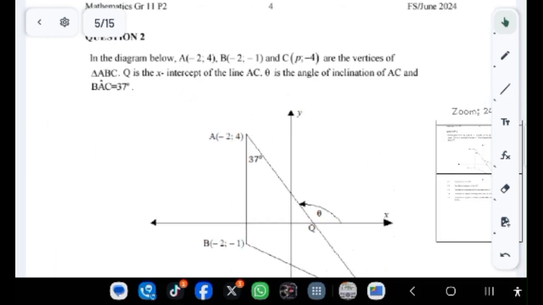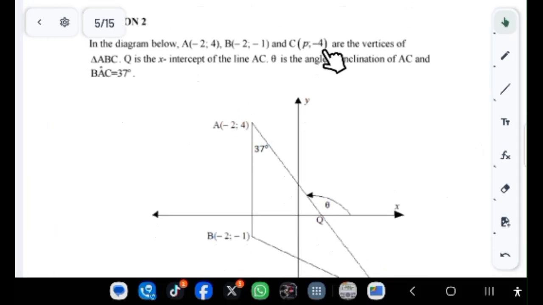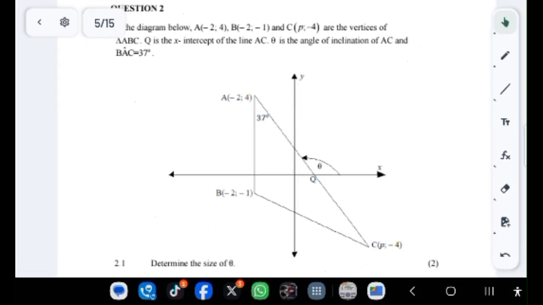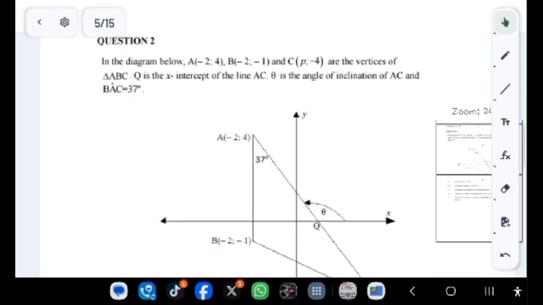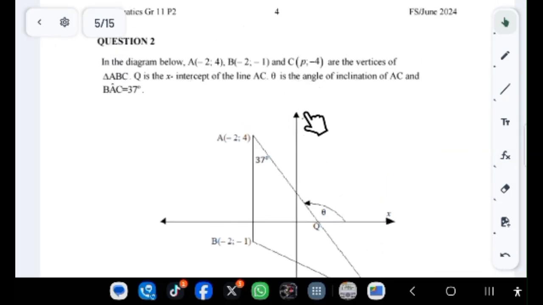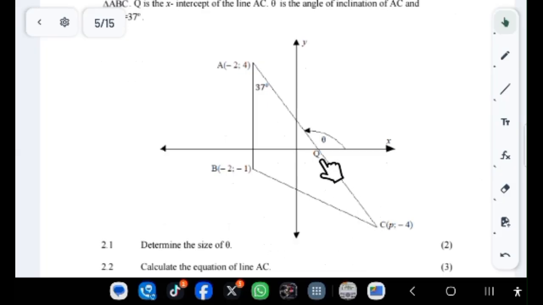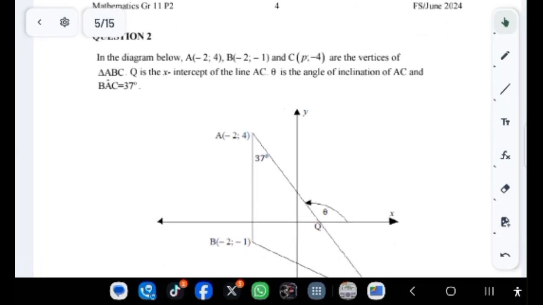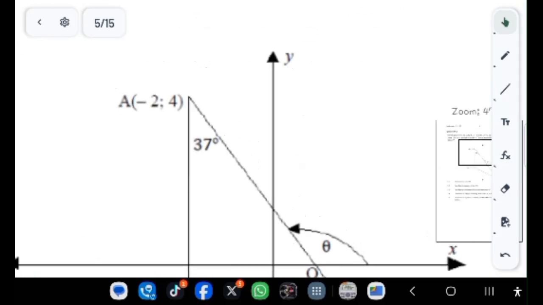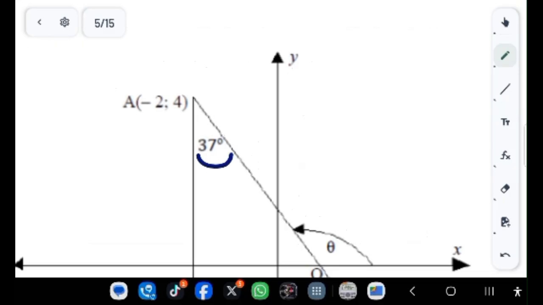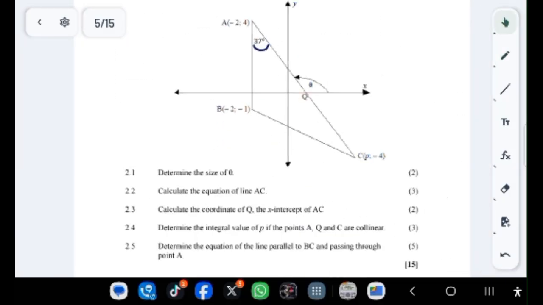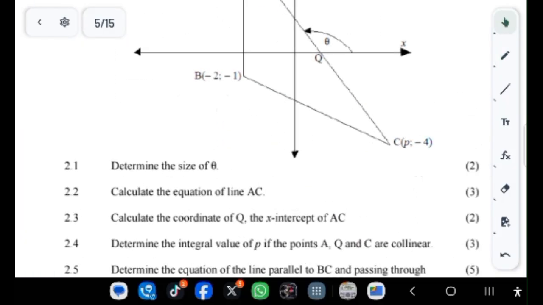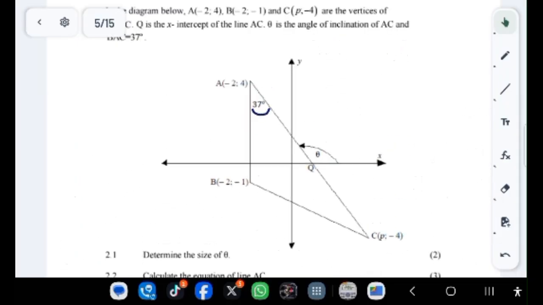Question number 2. In the diagram below, A, B, and C are vertices of triangle ABC. Q is the x-intercept of the line AC. There is Q. Theta is the angle of inclination of AC. There. And angle BAC is equal to 37 degrees. There is angle BAC. 2.1. Determine the size of angle theta.